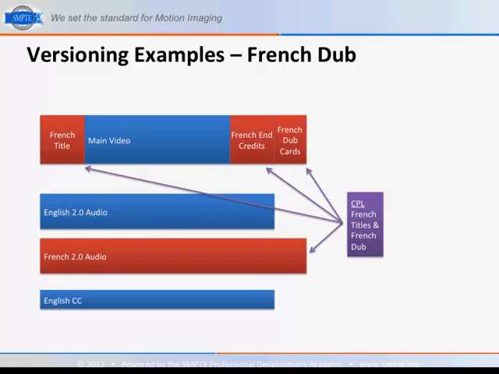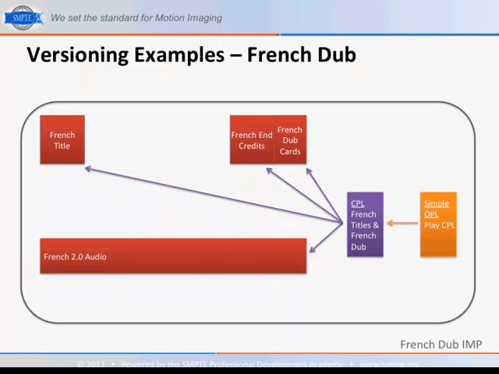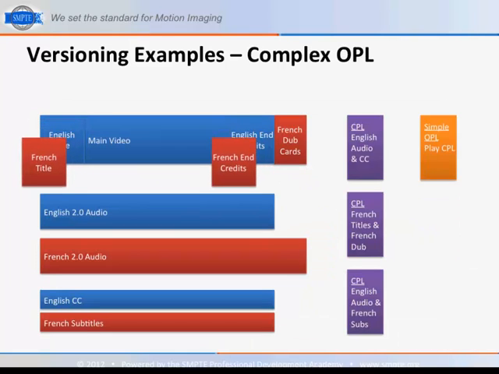We would have a new composition playlist that references all of these different pieces, again, to create this French dubbed version. But once again, we really only need to send just the differences between this French dubbed version and the English version, because we've already sent off the English package. So another example of a supplemental package. Now, you don't have to send supplemental packages. If you want to do a complete package that has everything in it, you can do that too.